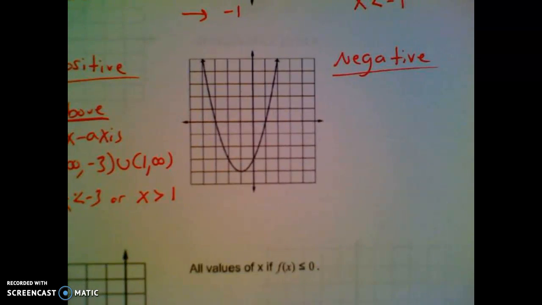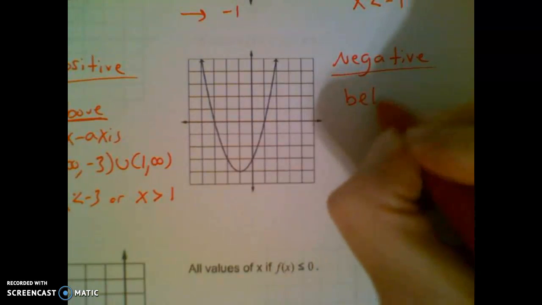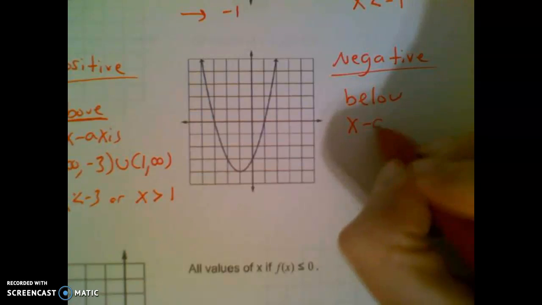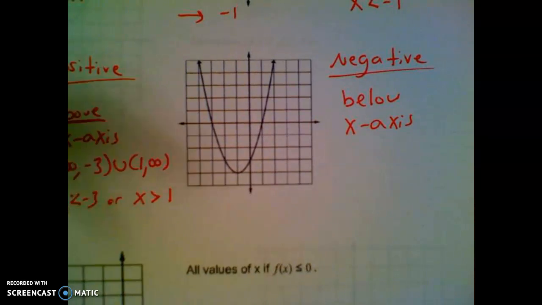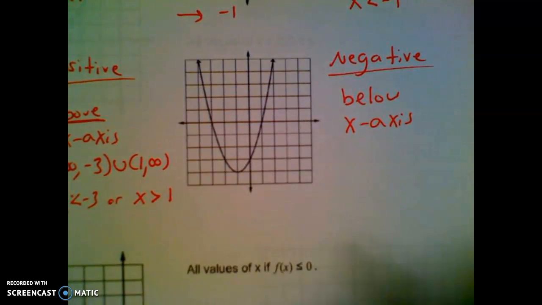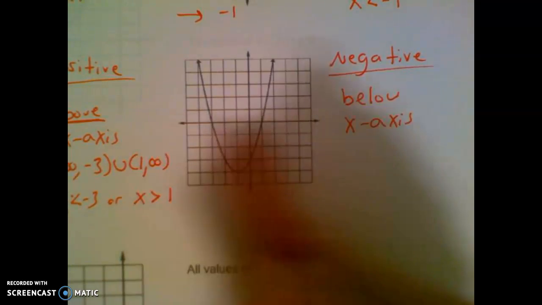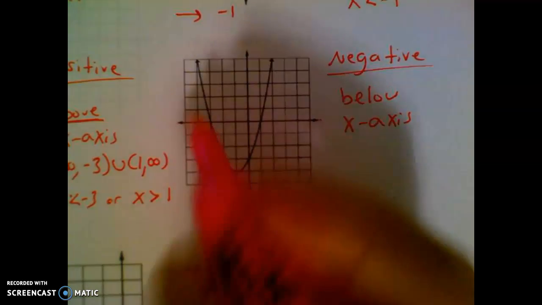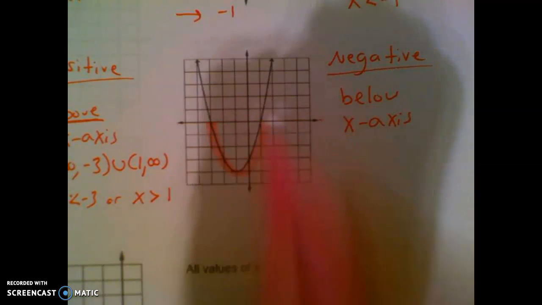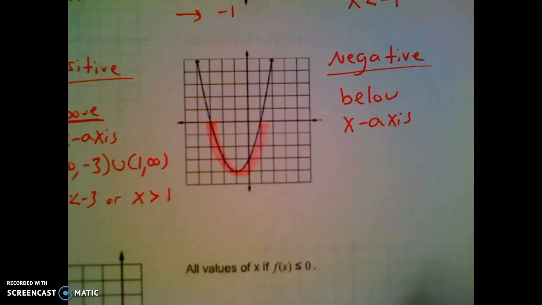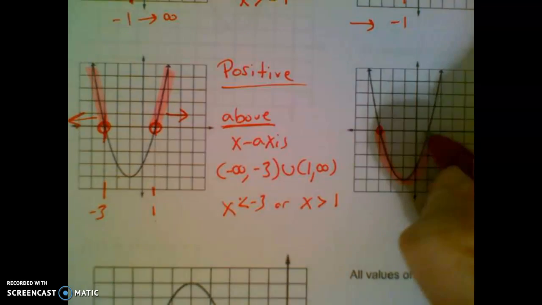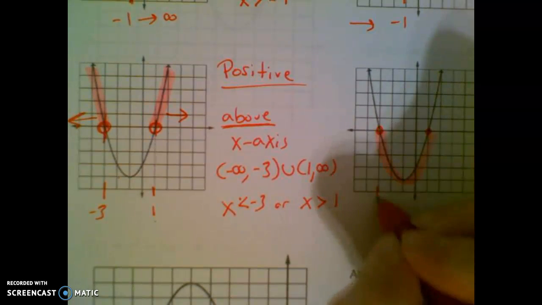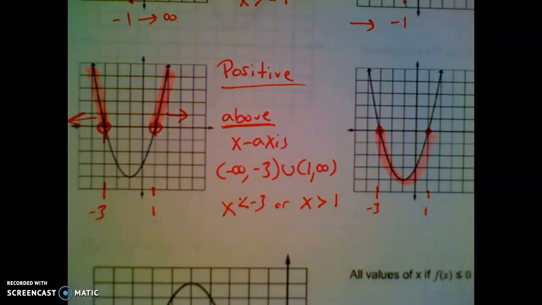All right, negative is when it's going to be below the x-axis, because I'm looking for when the y values are negative. Okay, so again, here is my x-axis straight across, and I want anything below that. So that's going to be all these guys down here. All right. Where does it change over from being below and above? Well, that's going to be at -3 and at 1.